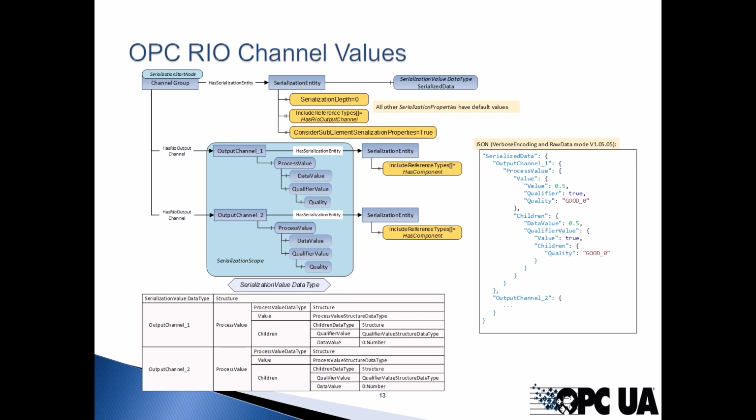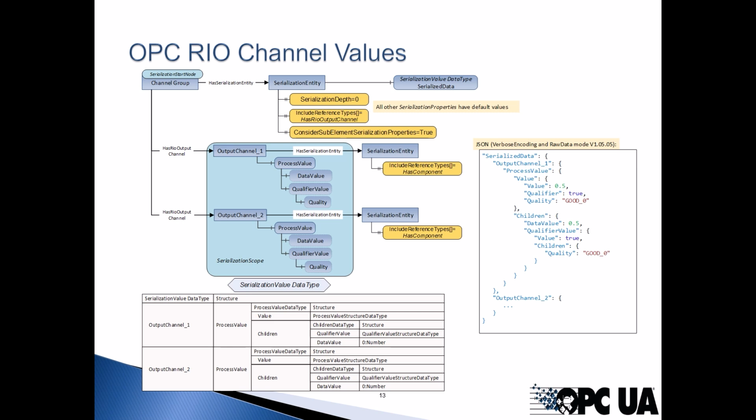The resulting serialization value data type structure maps all hierarchy levels of the subtree with nested substructures and covers all components of the channel objects. The JSON snippet shows how the values in the serialization scope are serialized using verbose encoding and raw data field encoding in a PubSub scenario.